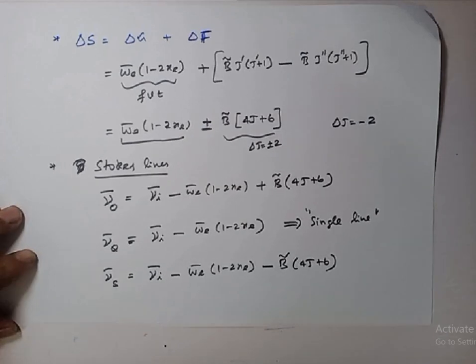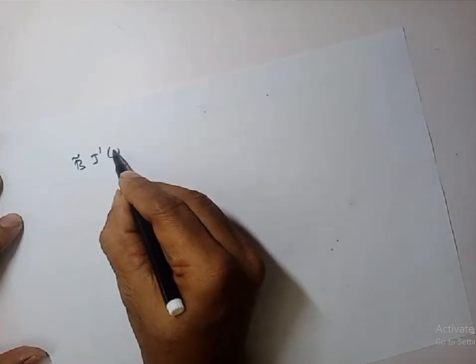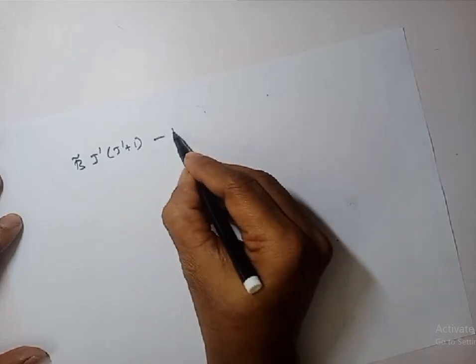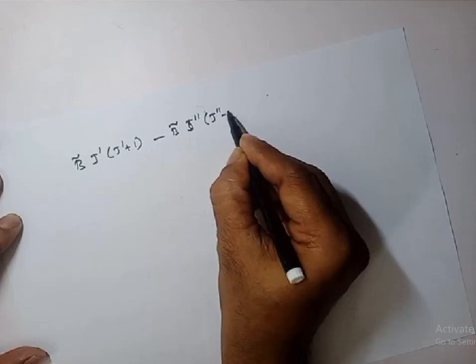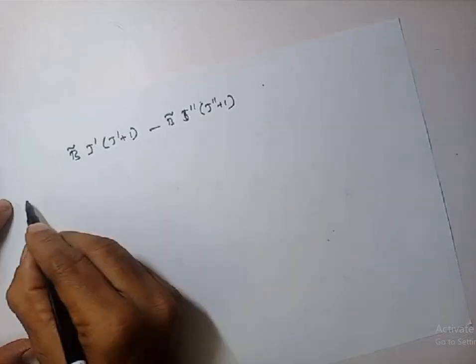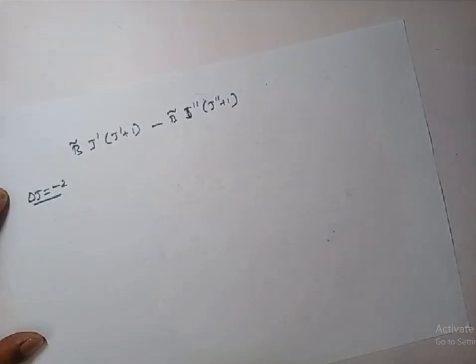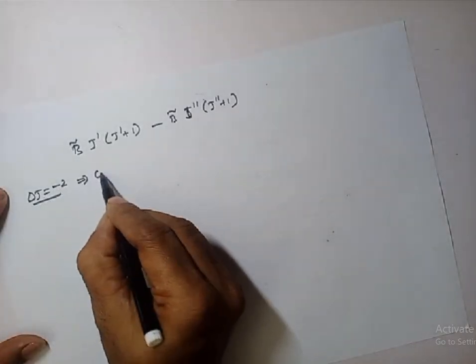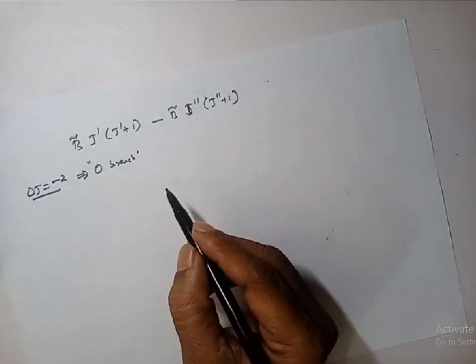Listen, see, I'll show you. I'll just show you, since you asked this question. B J prime plus 1 minus B J double prime into J double prime plus 1. Correct? This is the formula. If delta J is minus 2, what is meant by that? Delta J minus 2 means it is O branch.